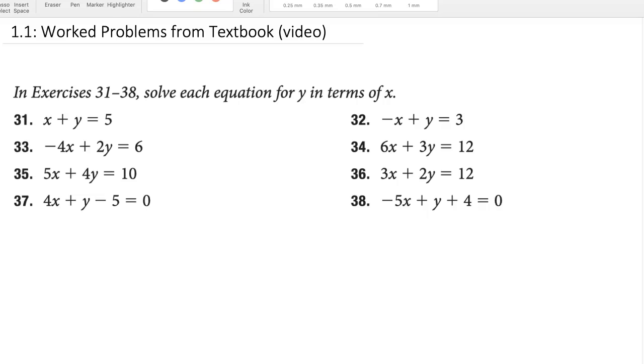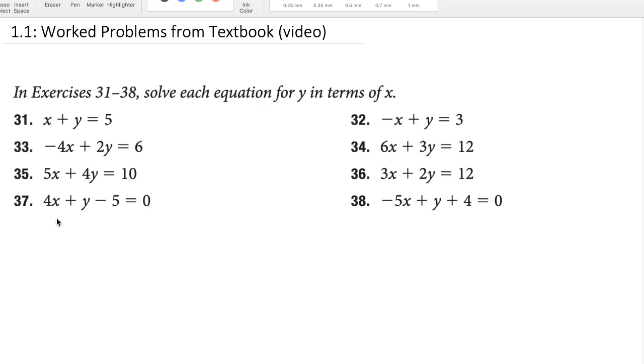Hi, this is Chantel, and I'm going to be working problems from our XYZ textbook section 1.1 on linear equations. I'm starting with just some really basic problems, solving for y, and then I'm going to get into some word problems. So if you know how to do this part, just fast forward through it.